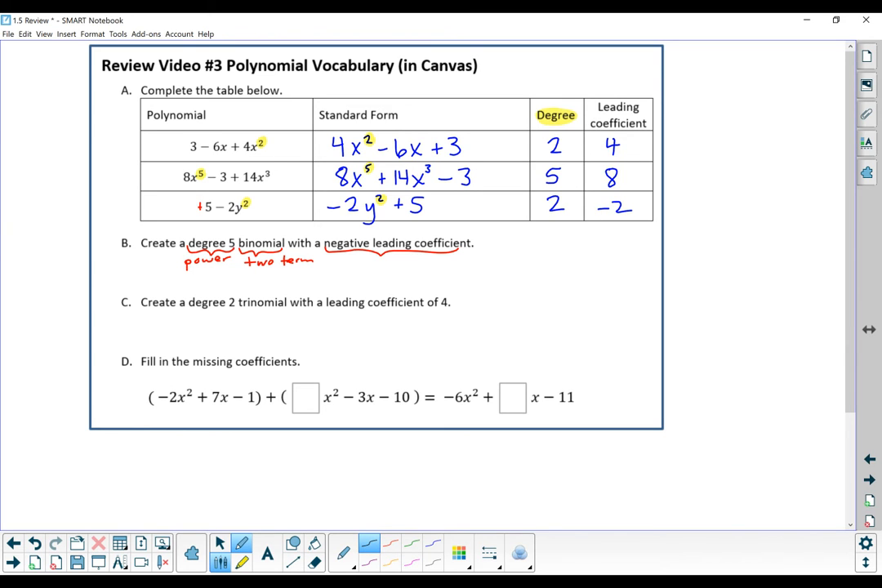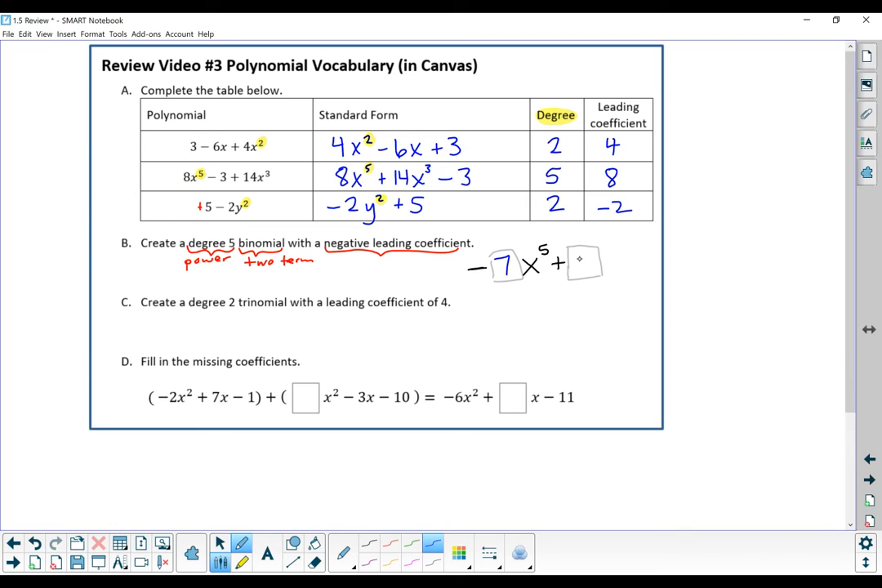So there's not just one right answer here. You could have lots of things. We know that it needs to be negative. You could pick any coefficient here that you want. Our power of x needs to be 5 because we know it's a degree 5. And then because it's a binomial, we have to have another term. So your answer should have this form. I suppose you could have picked a different variable as well. You could have said negative something y to the 5th plus something. But it's your choice what you want to put in there.